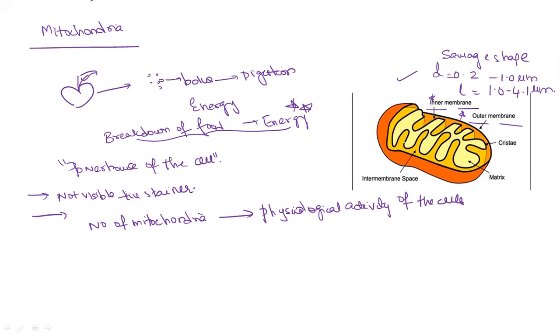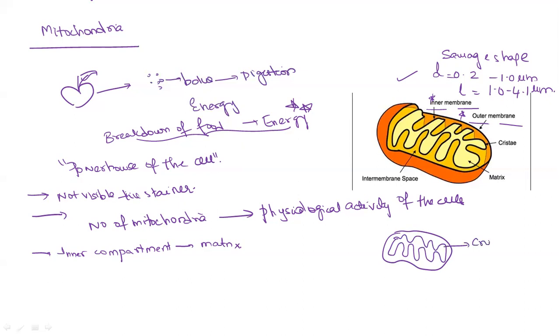Because of the difference between these two membranes, the inner membrane is divided again. This substance is called as matrix. So what is the inner compartment called? Inner compartment is called as matrix. And in the inner compartment, you can see these kind of enfoldings, right? That is nothing but cristae, and inside it is the matrix.